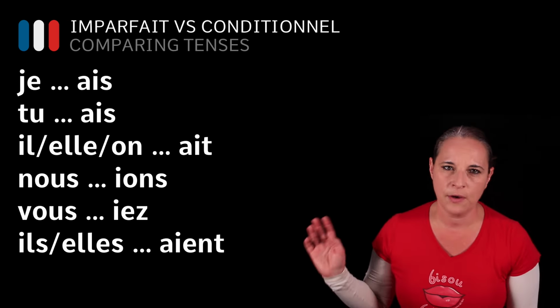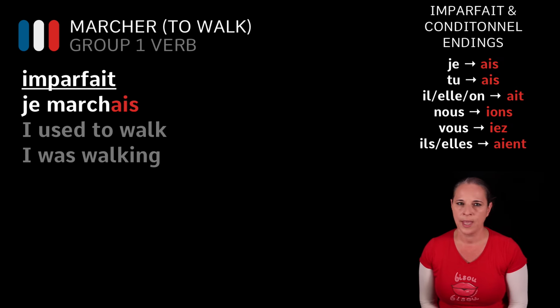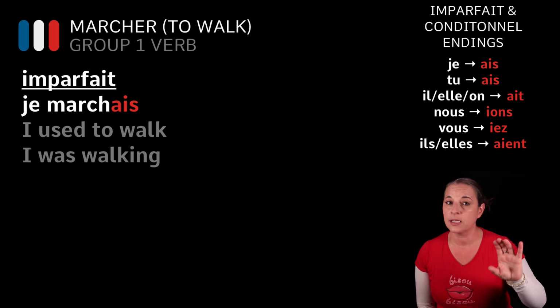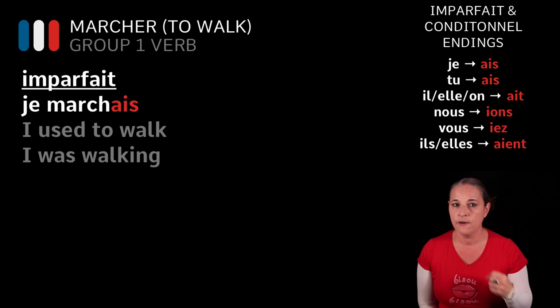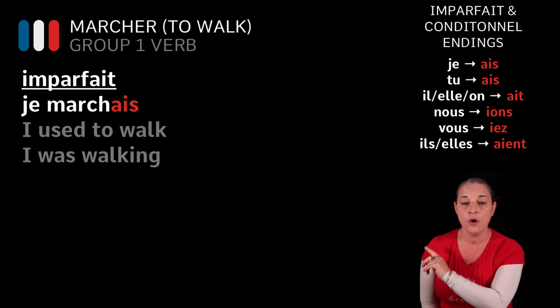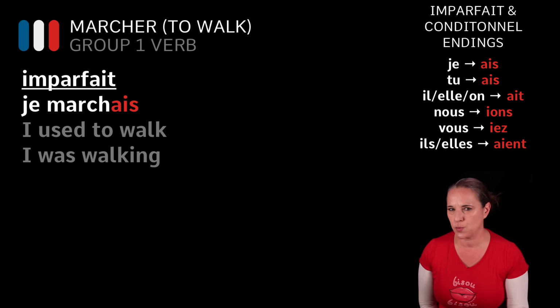Have a look at verbs such as marcher. I'm going to take a first group verb here as an example. Marcher. Now in the imperfect tense, and we use the endings that I've just given you, for je it's ais, we agree with that. So have a look. Je marchais. That's the imperfect tense, and that means I used to walk.